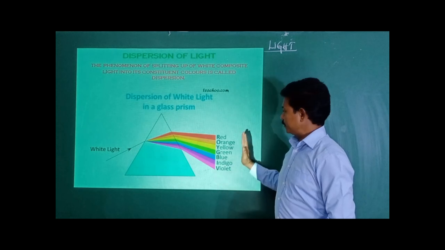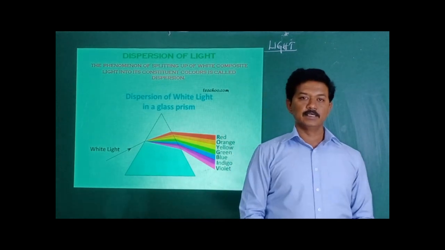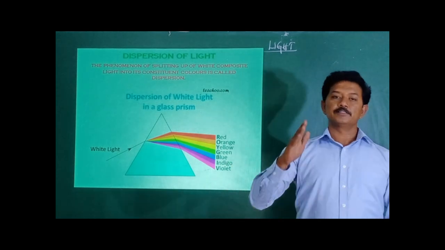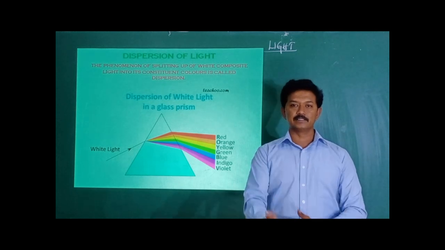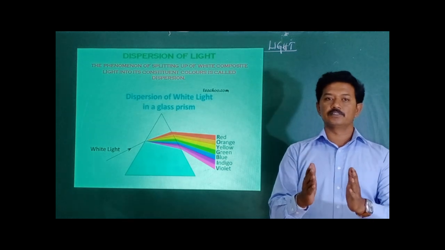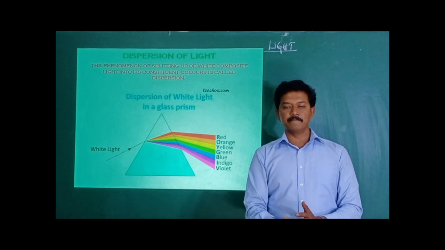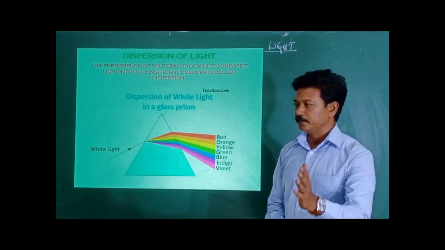You can see that if you place a screen here, you can get all the 7 colors on it. So this is what we call dispersion. The phenomenon of splitting up of a white composite light into its constituent colors can be called dispersion. The dispersion of light was discovered by our very famous scientist, Isaac Newton.